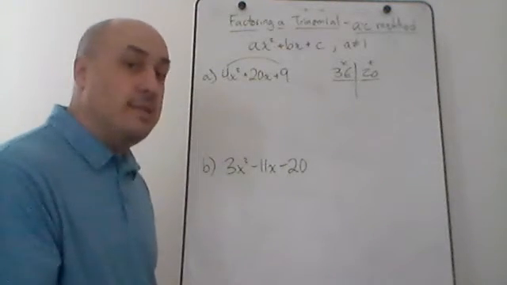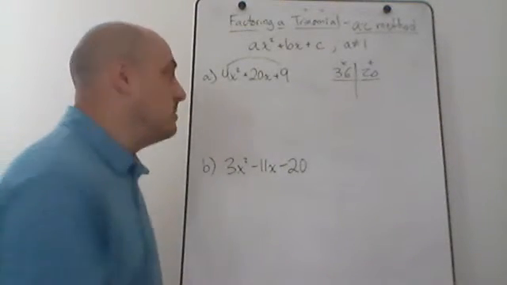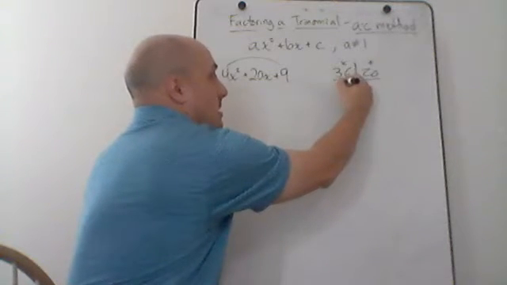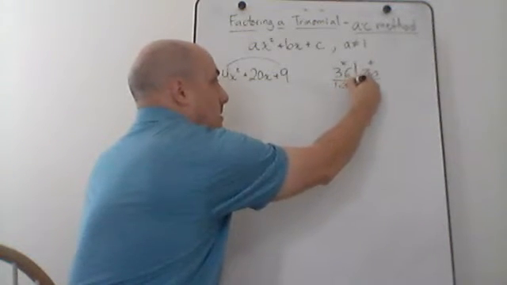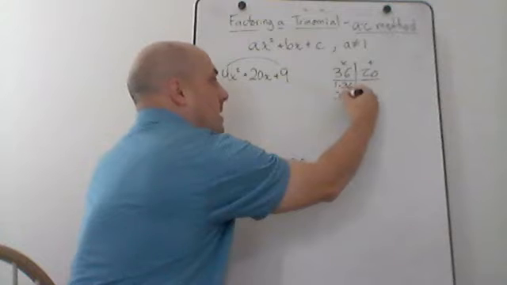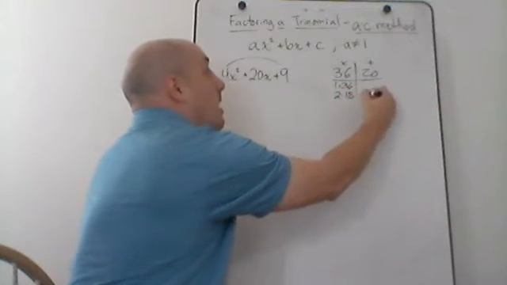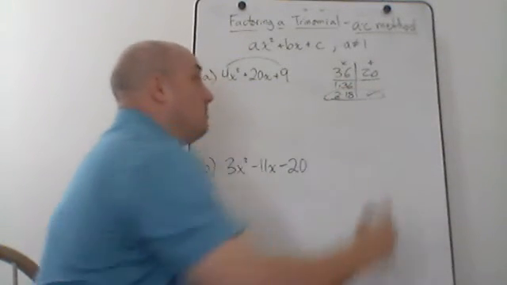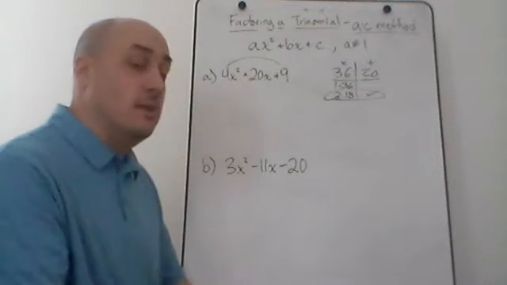And again, if you see them, just go ahead and write them down. If you don't see them, start making a list. 36 can be 1 times 36. Those are not going to add up to 20. It can be 2 times 18. And there we have it. 2 plus 18 will give us 20. So those are the numbers that I need.